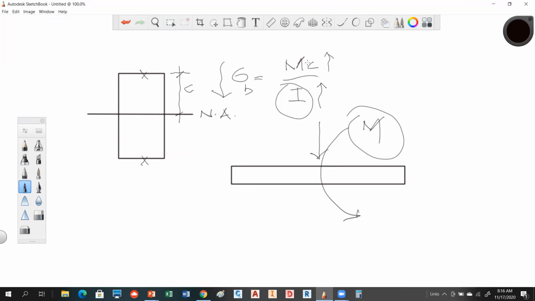Now the other way of doing it would be to somehow decrease the moment, but that would mean you'd have to change what's going on in terms of your loading scheme, okay? So those are some things to think about. That's what a designer would have to look at.